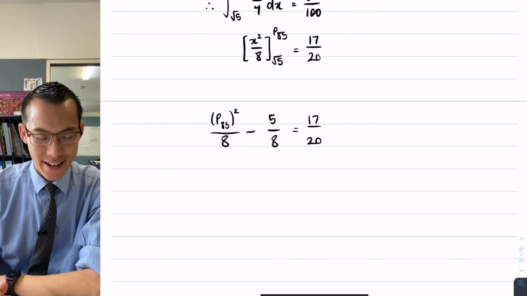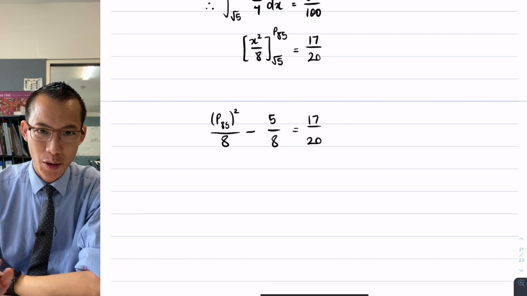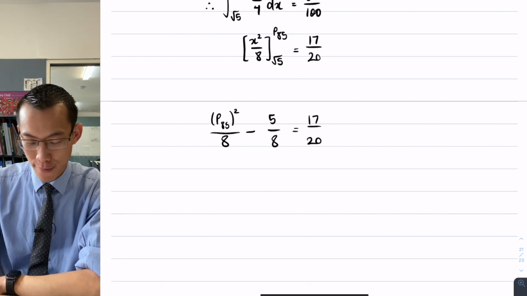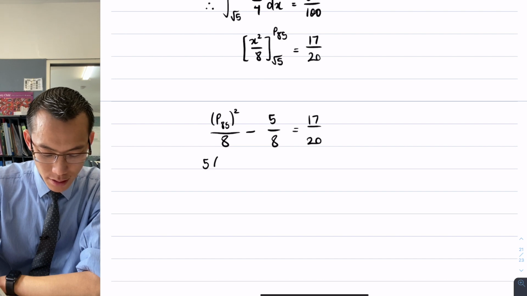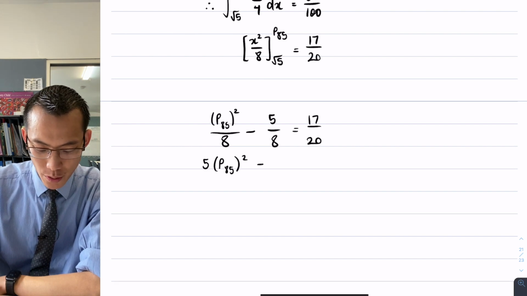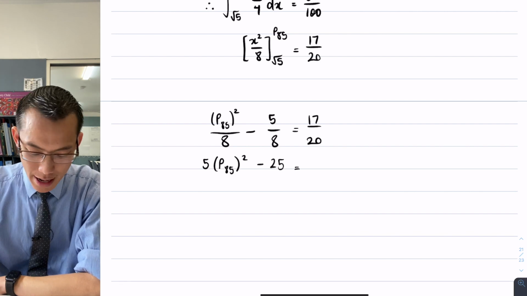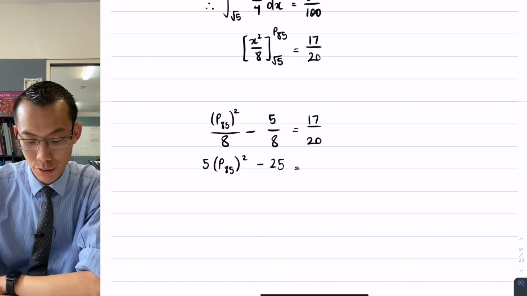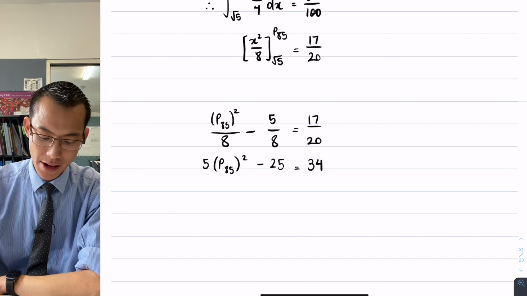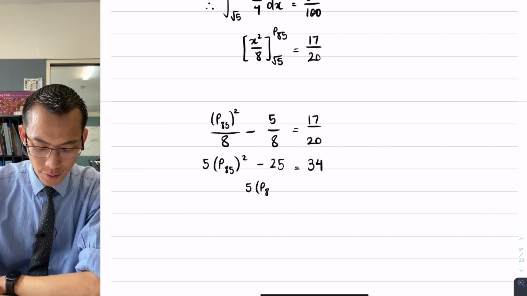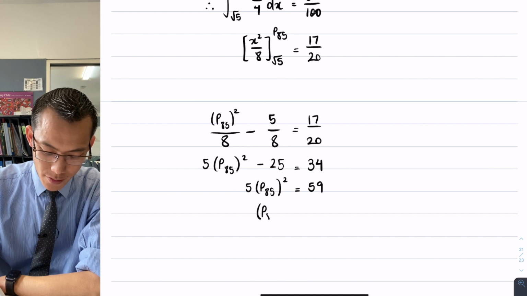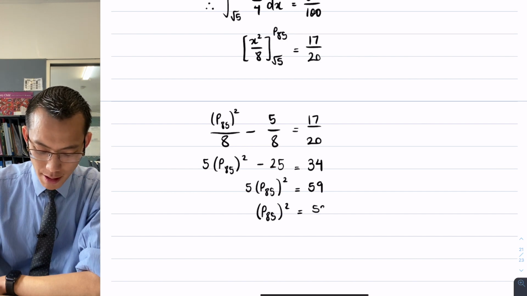You're probably getting a bit of the rhythm here. I want to get rid of fractions, so I want the lowest common multiple of 8 and 20, which is 40. So I'm going to multiply everything by 40, which gives me 5 lots of P85 squared, take away 5 lots of 5, which is 25. On the right-hand side, if I multiply both sides by 40, 40 and 20 will cancel, giving me 2 lots of 17 on the top. I've got 5 lots of P85 squared on the left-hand side, which I want to isolate. I add 25 to both sides. That gives me 59. And then I'll divide both sides by 5, which gives me whatever this number happens to be.